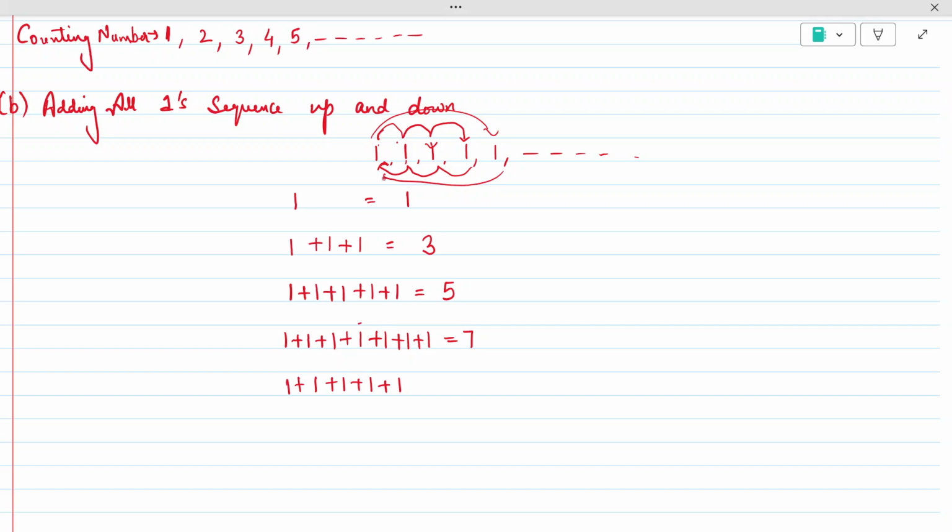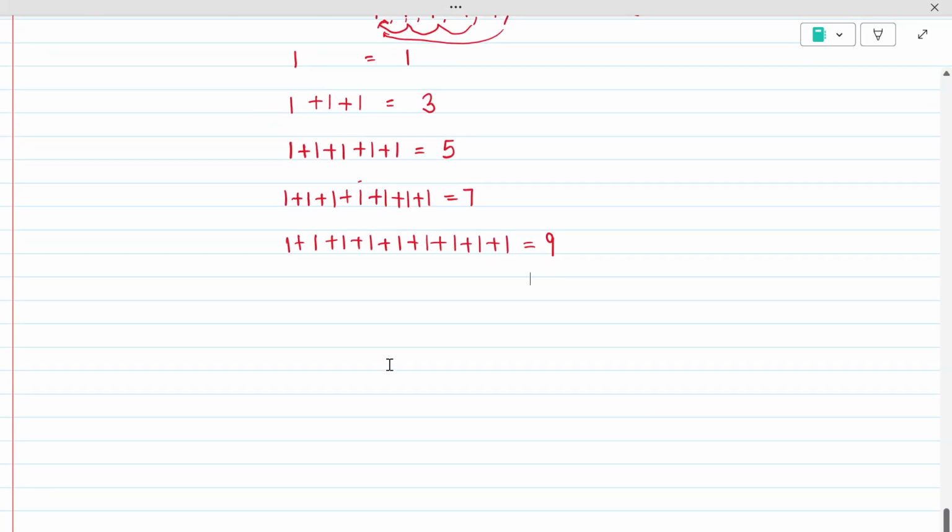Now we will go back. So back again, we will have 4. So 1, 2, 3, 4. So if I count this, it will give me number 9. Now we have got 1, 3, 5, 7, 9, which is nothing but a sequence of odd numbers.